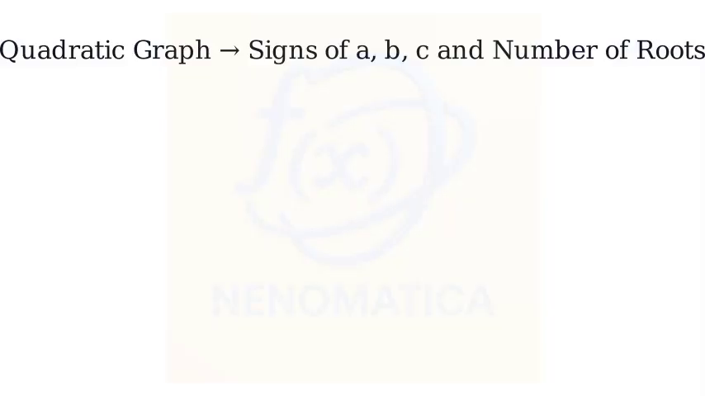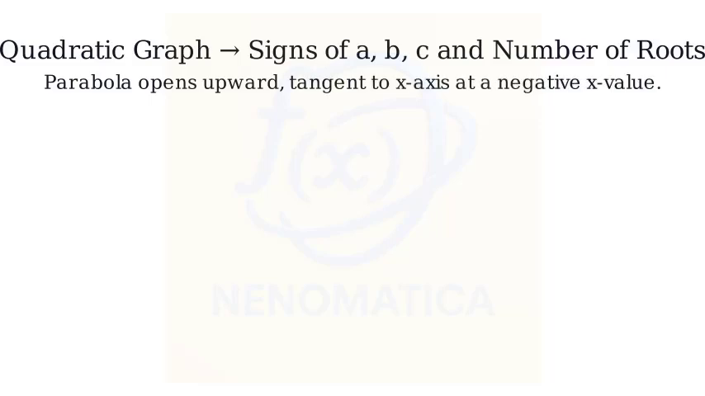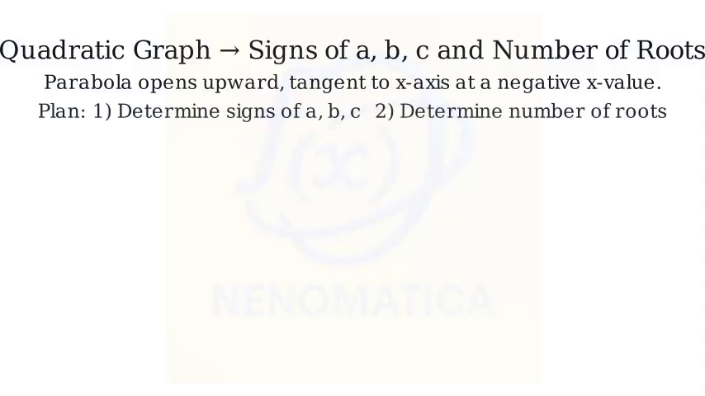In this lesson, we will determine the signs of the coefficients A, B, and C, and the number of roots for a quadratic whose graph is a parabola that opens upward and just touches the x-axis at a single point to the left of the origin. We'll proceed in two parts. First, figure out the signs of A, B, and C, and second, decide how many solutions the equation has.